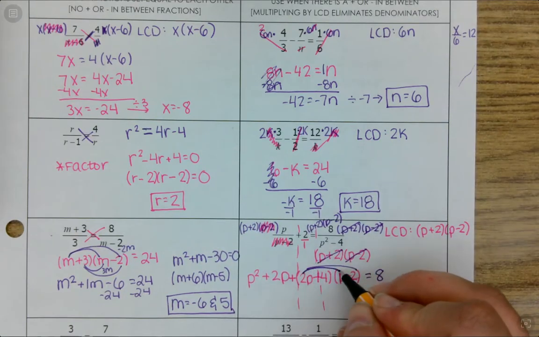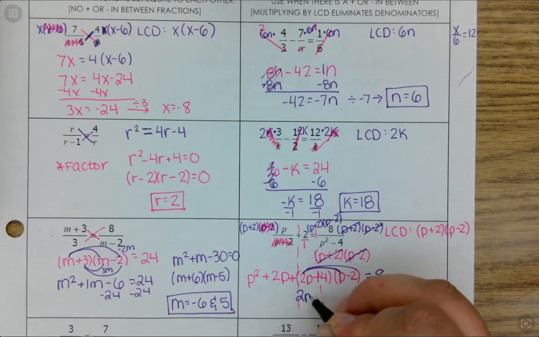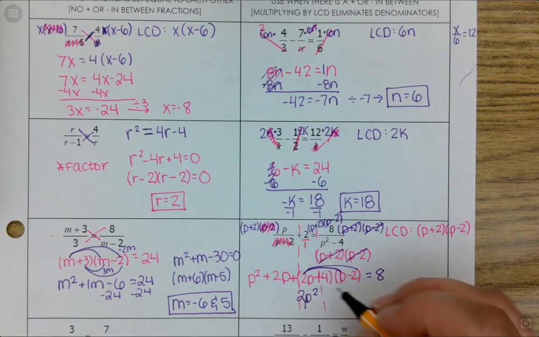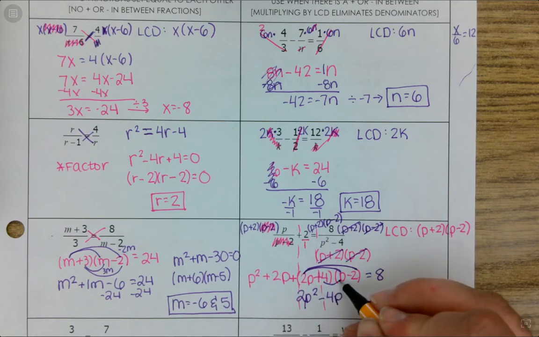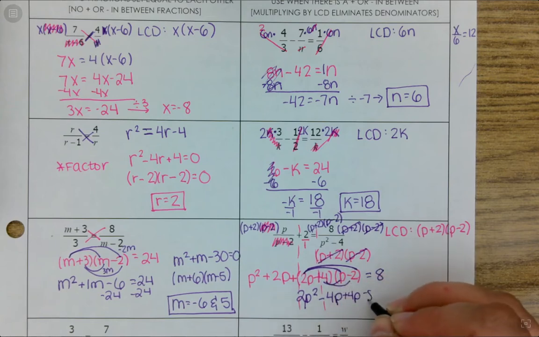So I'm going to get 2p squared, negative 4p, 4p, and negative 8.